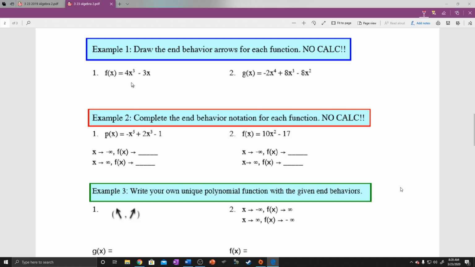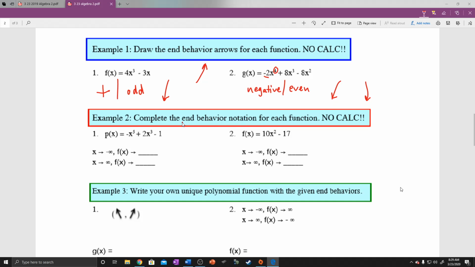Example 1, we look at our leading coefficient. It's 4, which is positive, and the degree is odd. So what is that going to tell us? It's going to tell us on the left it's down, and on the right it's up. Next one, leading coefficient's negative, the degree is even. So negative leading coefficient with even degree is going to tell us that it's down, down, left and right end behavior.